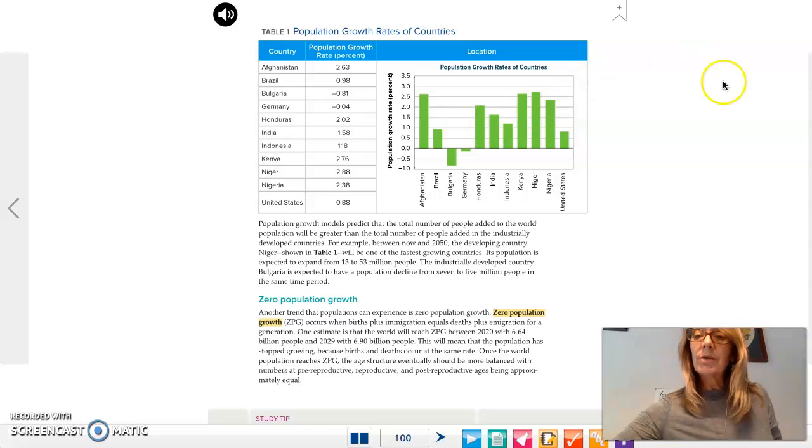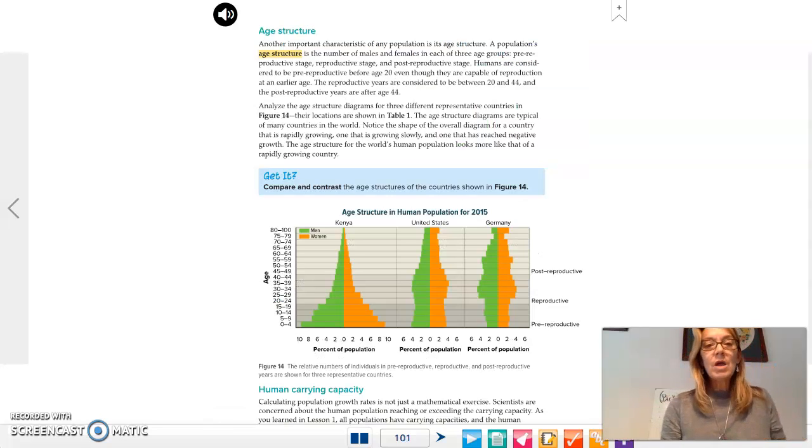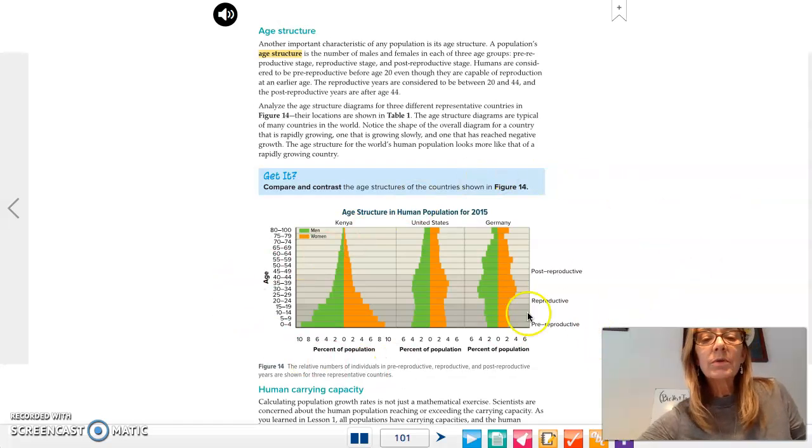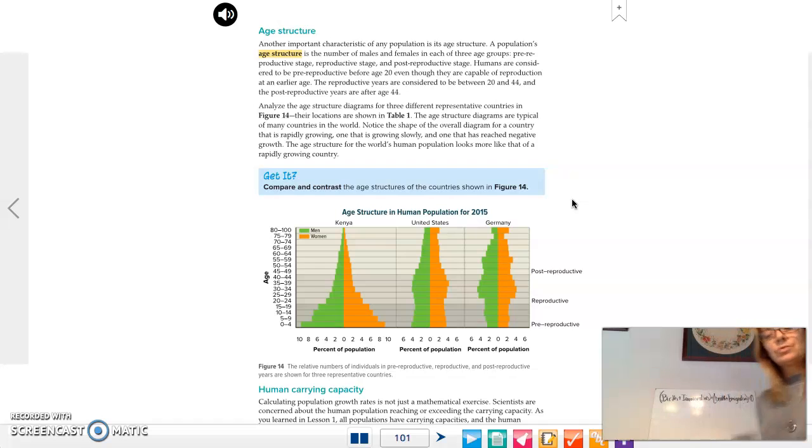All right, so we're going on to page 101. These graphs right here are really important. The first thing we're going to look at, on my mini little whiteboard here on my wall, is these age structure graphs.